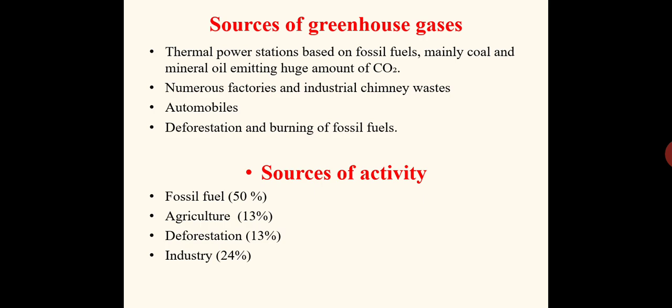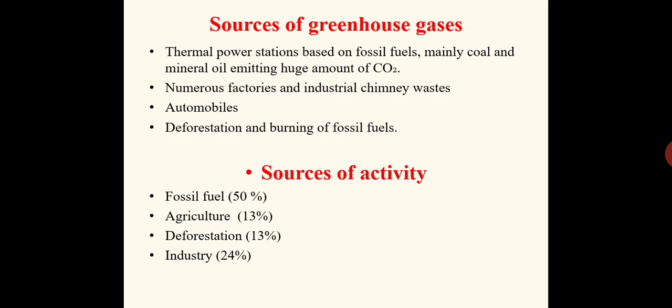Combustion is nothing but the combination of a particular fuel with oxygen, so the byproduct will always have CO2. The next important source of greenhouse gas generation is the factories and industrial chimney waste. Then comes another major source, automobiles. Automobiles are producing a lot of greenhouse gases like carbon dioxide as well as NOx.